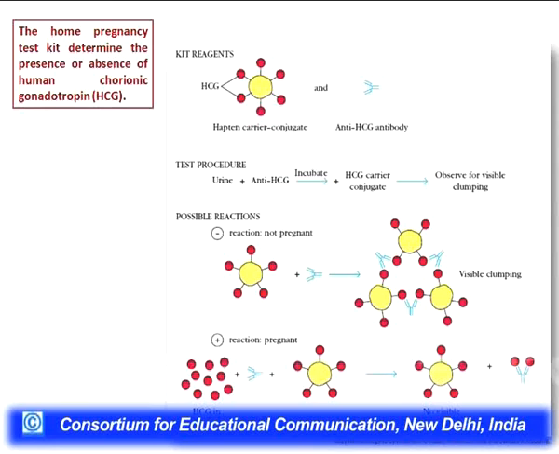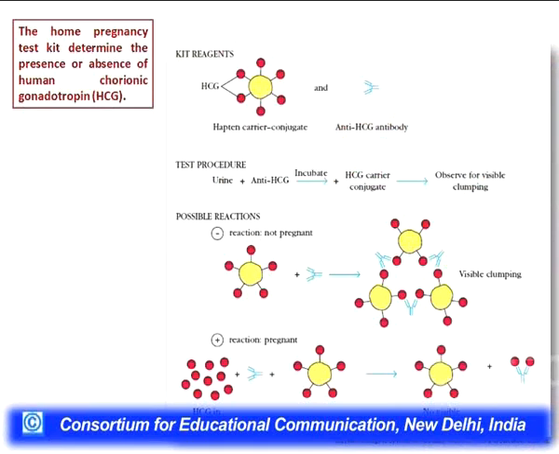Into this kit there is the presence of anti-HCG antibody. As there are no HCG hormones present, there won't be any interaction of antigen and antibody. Subsequently, after the incubation process, the HCG carrier conjugate is added to it, and there is visible clumping in the case of non-pregnant women. So we can easily make out by the visible clumping that the woman is not pregnant, because there is no presence of HCG.